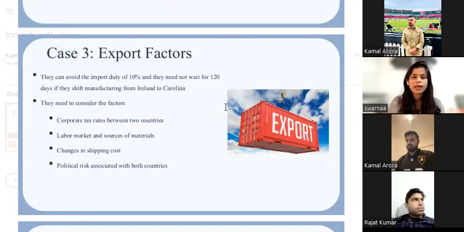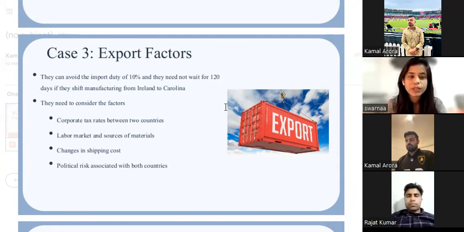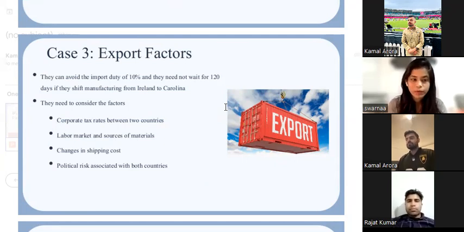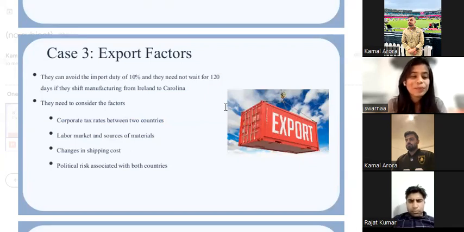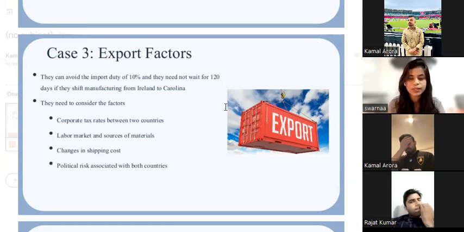So now is export factors. So in case 3, we are talking about export factors. What is the export factors? They can avoid the import duty of 10% and they need not wait for 120 days if they shift manufacturing from Ireland to Carolina, sorry for my pronunciation. They need to consider the factors: corporate tax rates between two countries, labor market and sources of materials, changes in shipping costs, political risks associated with both countries.